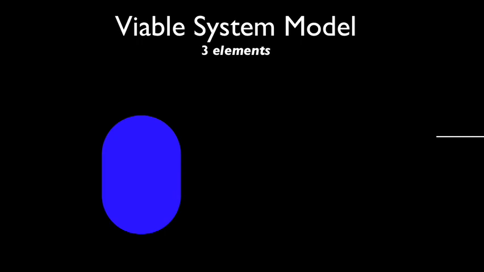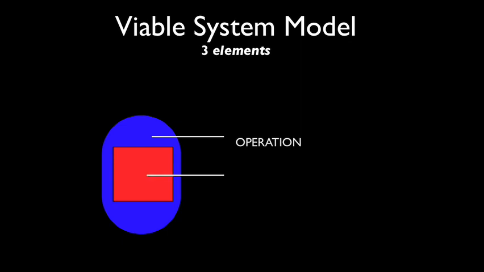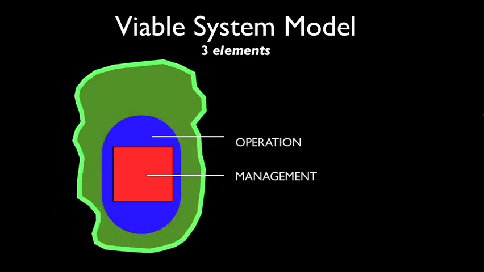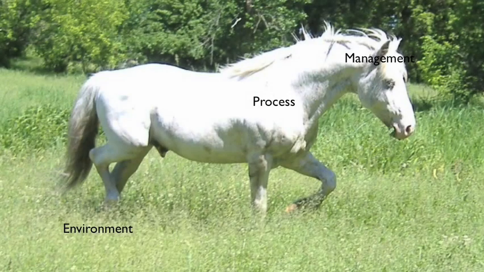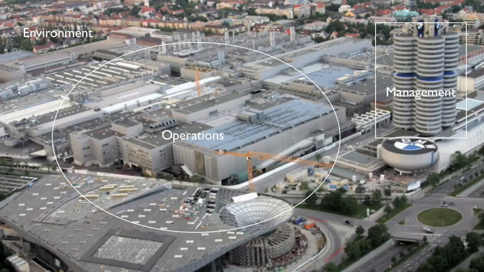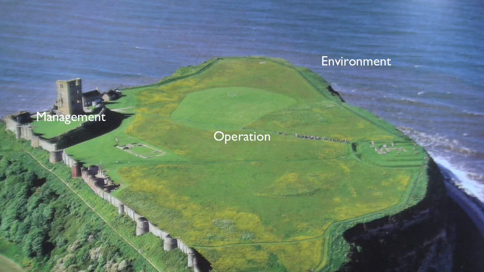Beer's model has three main elements, these being a system that houses a metasystem or management, and are contained in their relevant environment, represented in the model by an amoeba-shaped area with a fuzzy border as shown here. Here are three examples of viable systems: a horse, a car factory, and a medieval castle. Viable systems are dynamic and complex and change constantly.